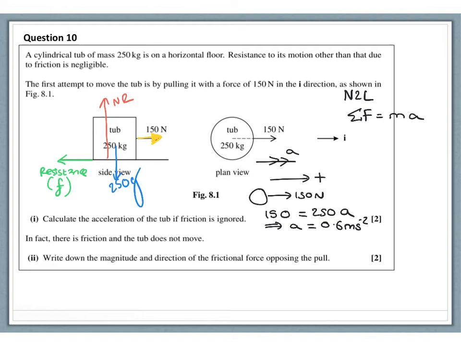Now, things change. There is friction and the tub does not move. Write down the magnitude and direction of the frictional force opposing the pull. Well, if the system is in equilibrium, then that means that F, the friction force, must equal 150 newtons, which must act towards the left. Now, what's a good way of expressing that? Well, that's the negative i direction. So it's in the opposite direction to the 150 Newton force.